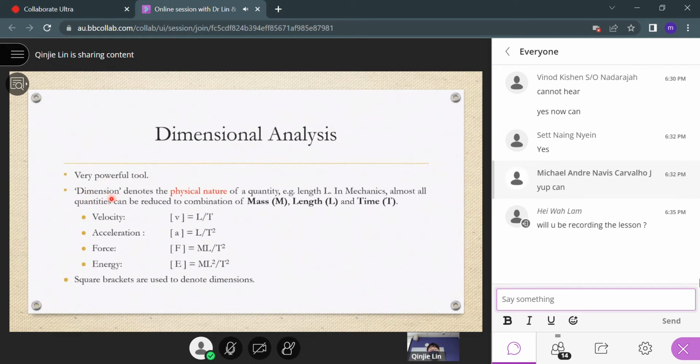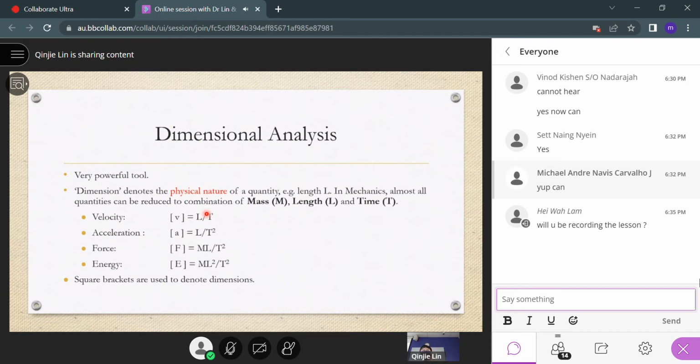The dimensions that we are talking about denote the physical nature of a quantity. For example, your length or your mass or your time in mechanics. In our study, we will reduce quantities to a combination of these 3 kinds of dimensions. For example, velocity. I know we haven't learned this yet, this is just for illustration. Velocity is like speed. The dimension will be length divided by time.